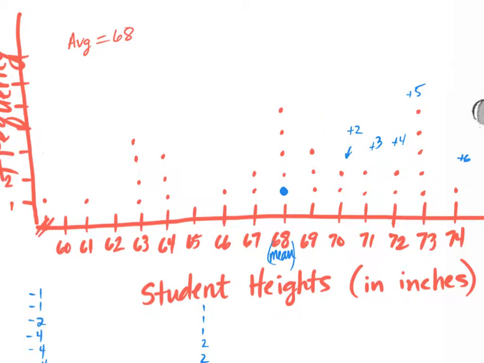Very good. If the average distance from the mean was 0, every single piece of data would be 68. That would be the mean. And so, obviously, that's not the case. All right, so we have that to deal with. Let me show you how the formula deals with that.